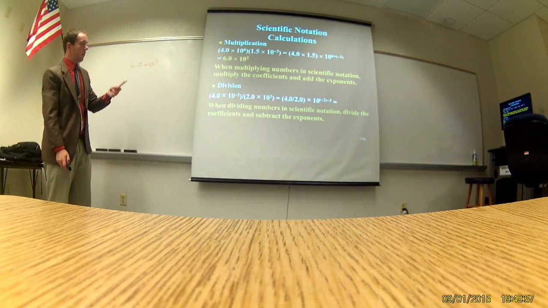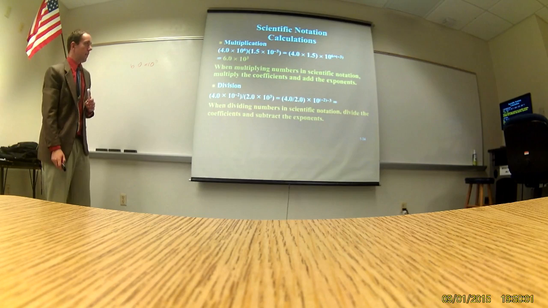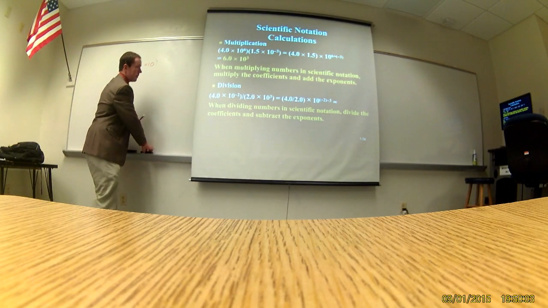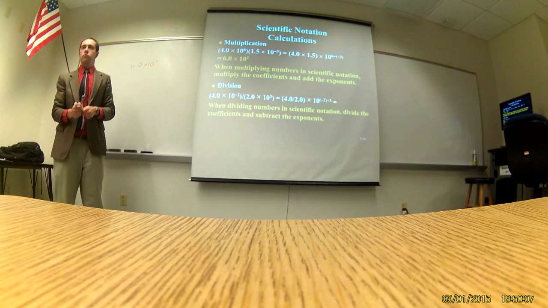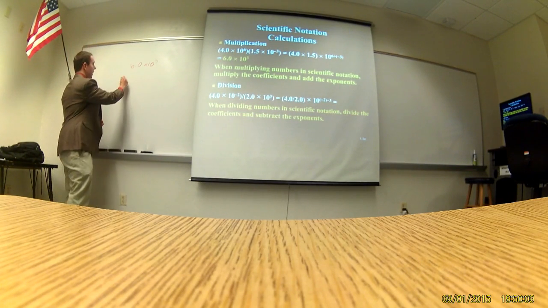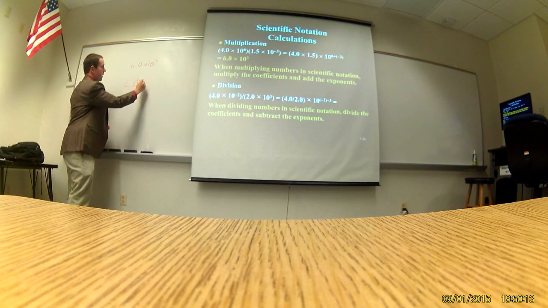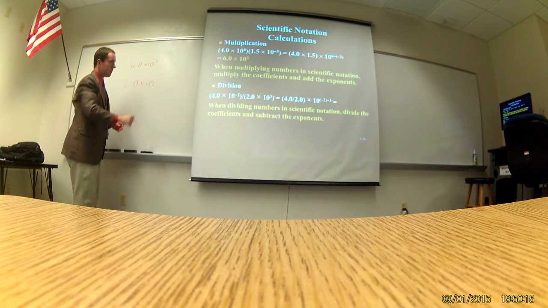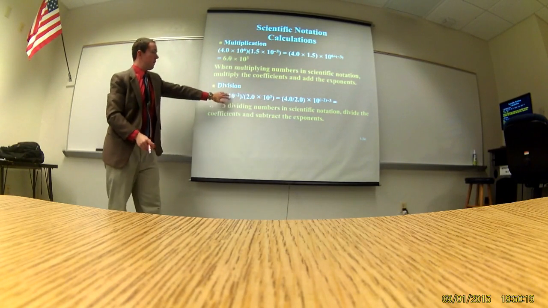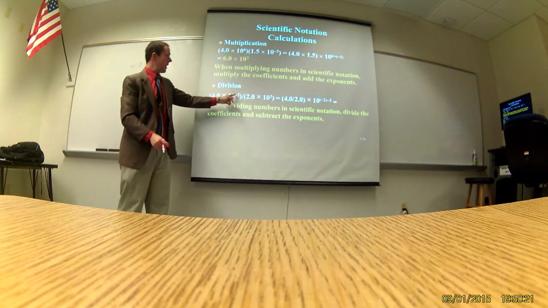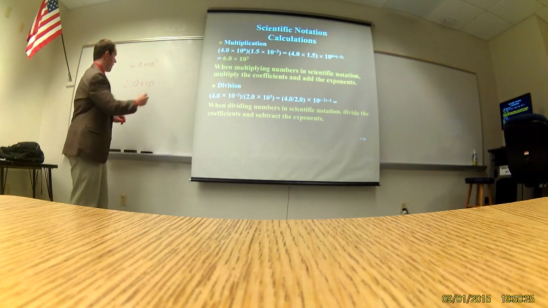It's the same problem, basically, but division instead. So we pull out our numbers. What is 4 divided by 2? 2. How many sig figs do I have to have? 2. So I have 2.0 times 10 to the something. Now we subtract the second exponent from the first. What is negative 2 minus 3? Negative 5.